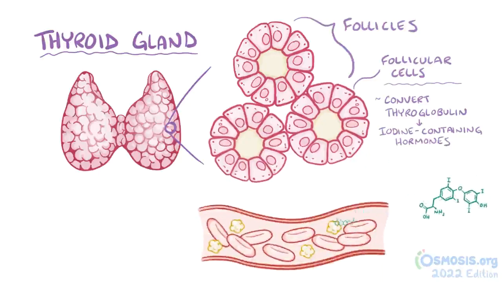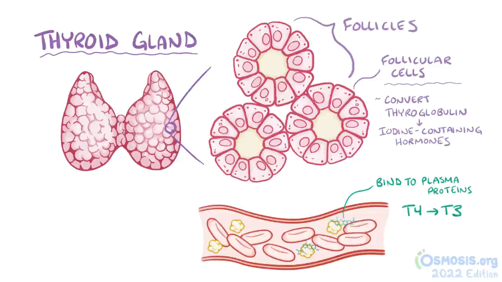Once released from the thyroid gland, these hormones enter the blood and bind to circulating plasma proteins. Only a small amount of T3 and T4 will travel unbound in the blood, and these two hormones get picked up by nearly every cell in the body. Once inside the cell, T4 is mostly converted to T3, at which point it can exert its effect.